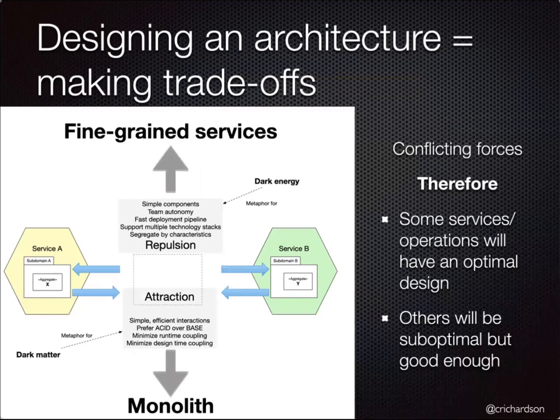And then obviously the really interesting thing here is that these repulsive forces and attractive forces are actually in conflict with one another. The repulsive forces are encouraging you to have a fine-grained architecture. The attractive forces are encouraging you to have a monolith. And so your job as an architect is to make the appropriate trade-offs and decide when to violate or not resolve some of those forces in order to achieve a good architecture.